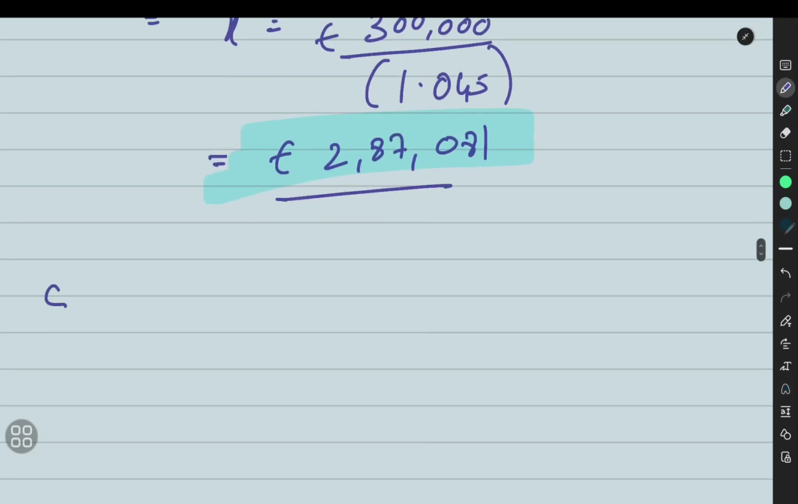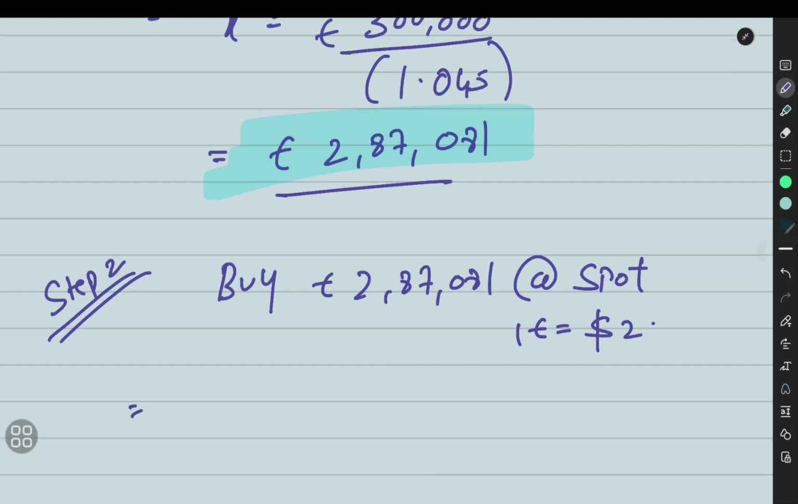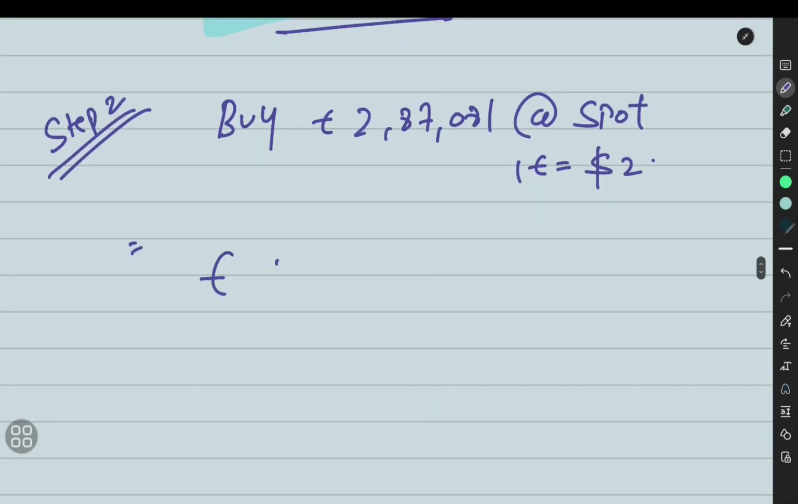Now, step 2 of money market hedge is translate this. Now, see, okay, I have to invest these pounds, but do I actually have these pounds with me in order to invest? No, I don't. So what I'll do is I'll buy from the market. Okay, so buy pound 2,87,081 at spot. The spot rate was 1 pound is equal to $2. Okay, so once again I'll write the entire thing.